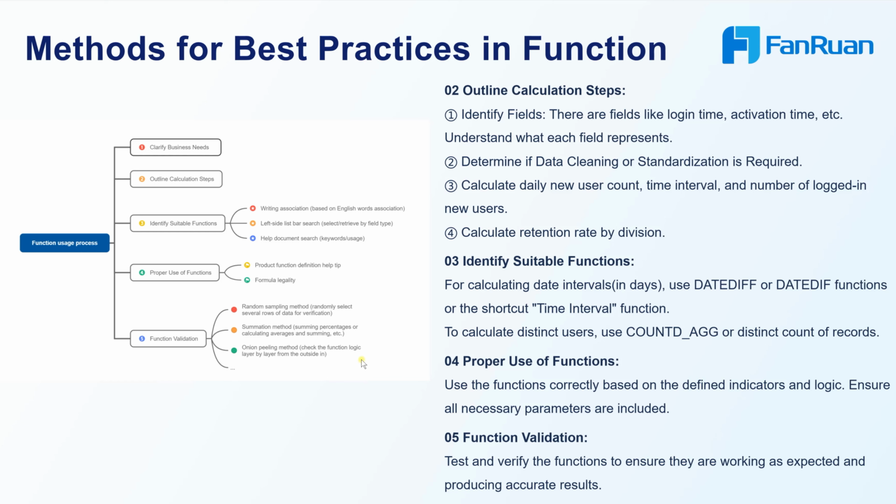Onion peeling method. If the function is nested, start from the inside out and check each layer. For those who have written code before, this method is familiar. You check the logic layer by layer to ensure everything is correct. If each layer is right and only passes parameters to the next layer, then the overall logic is correct. So, that's the best practice for using functions.